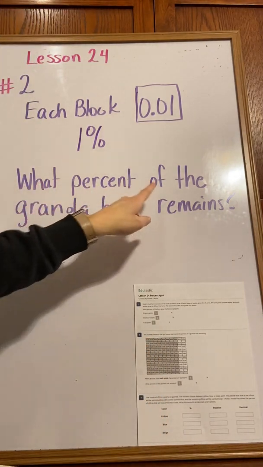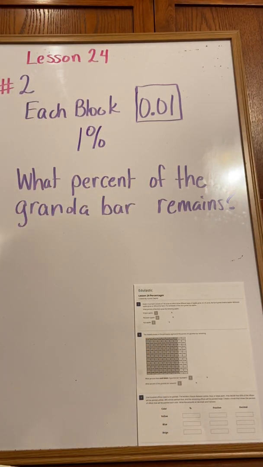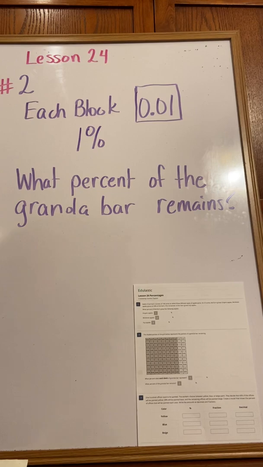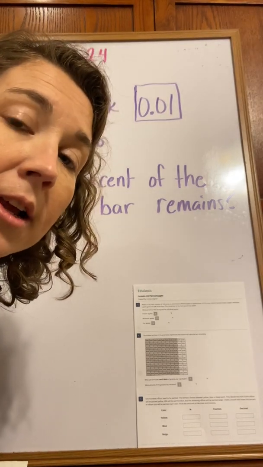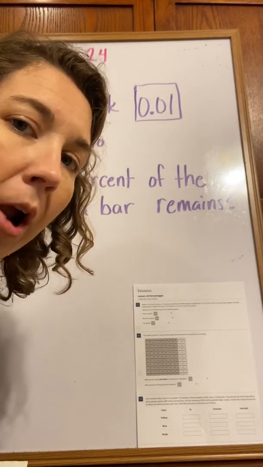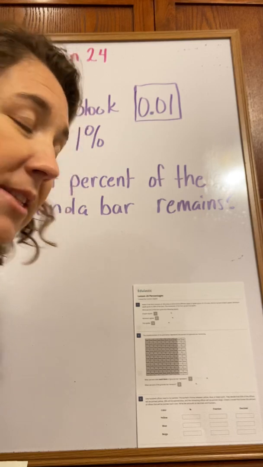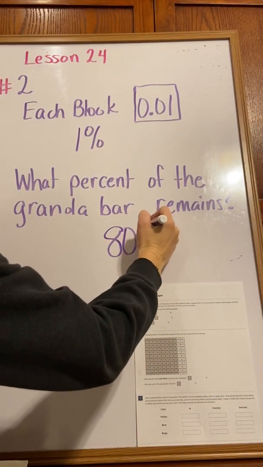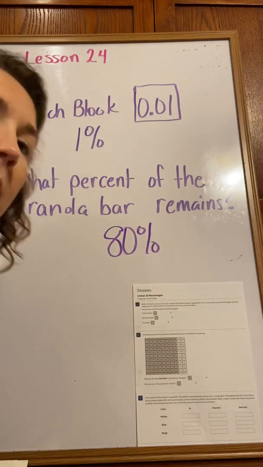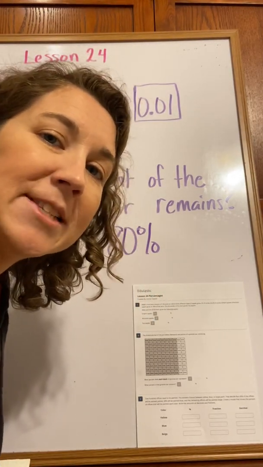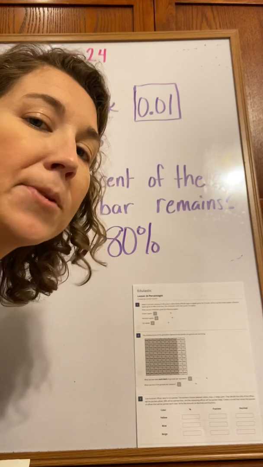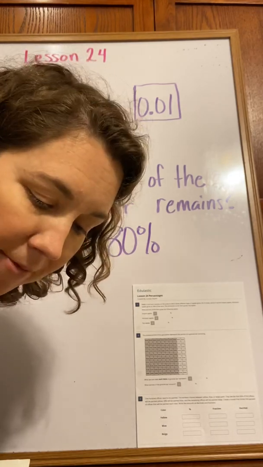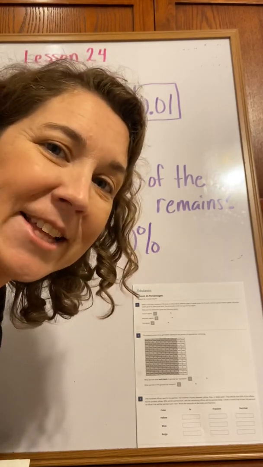Okay, what percent of the granola bar remains? So we counted 80 squares that were shaded in. It said the shaded in part was the part remaining. And there was 80 squares shaded in. So that would be 80%. So then we could assume that 20% was eaten. So someone ate 20% of your granola bar, and maybe you ate it, and there's 80% left.